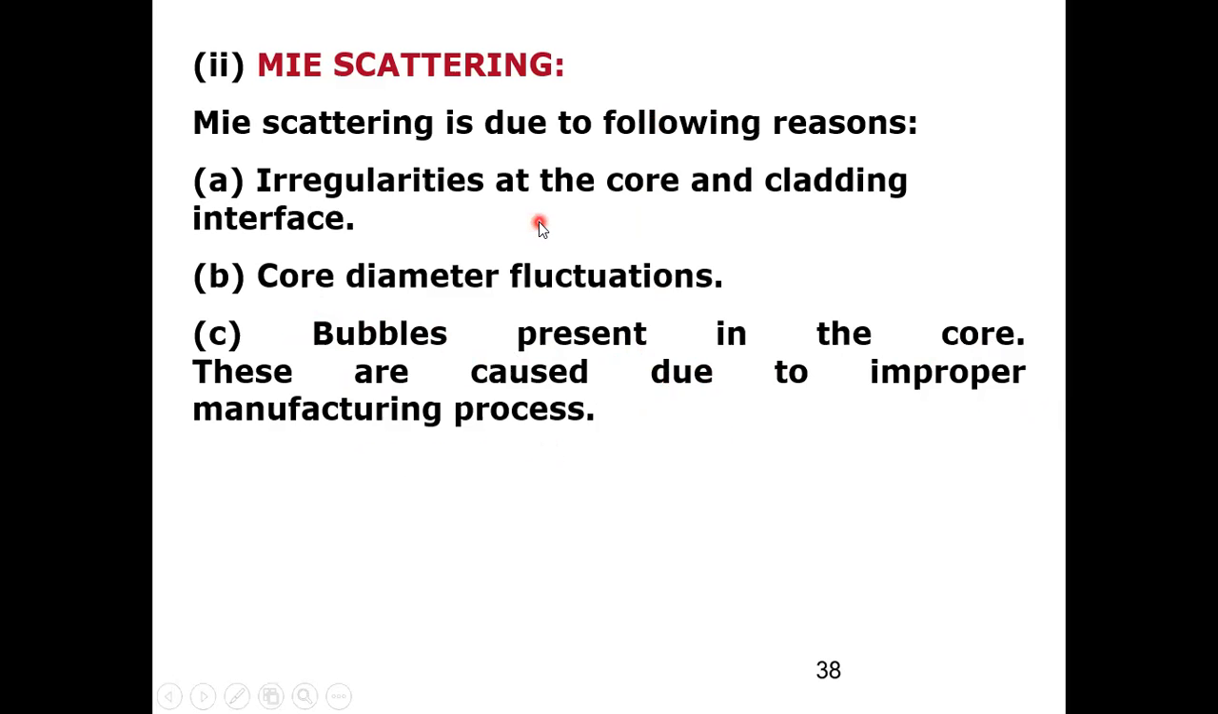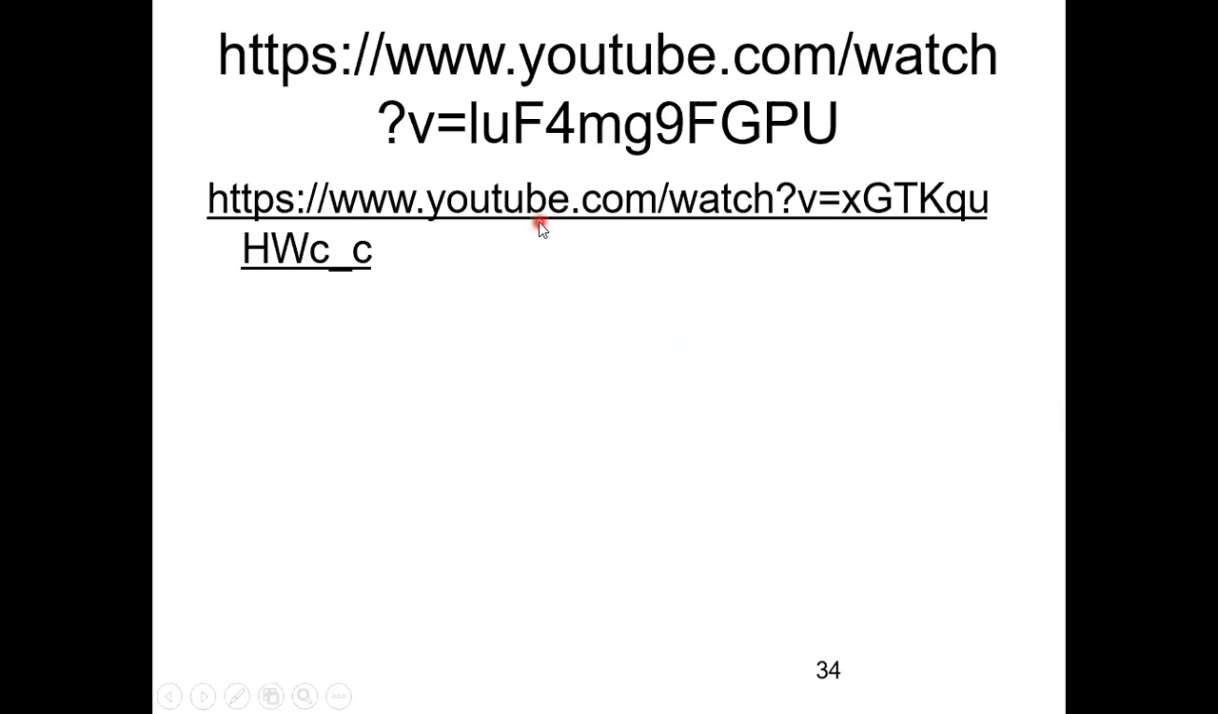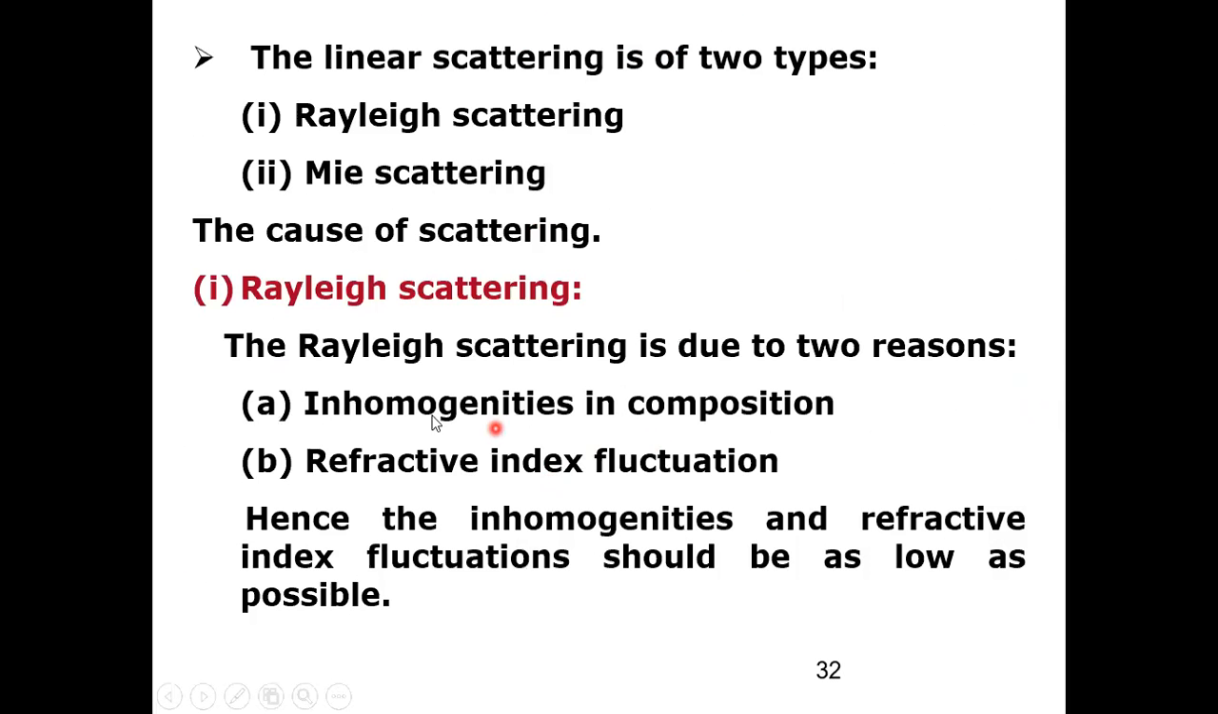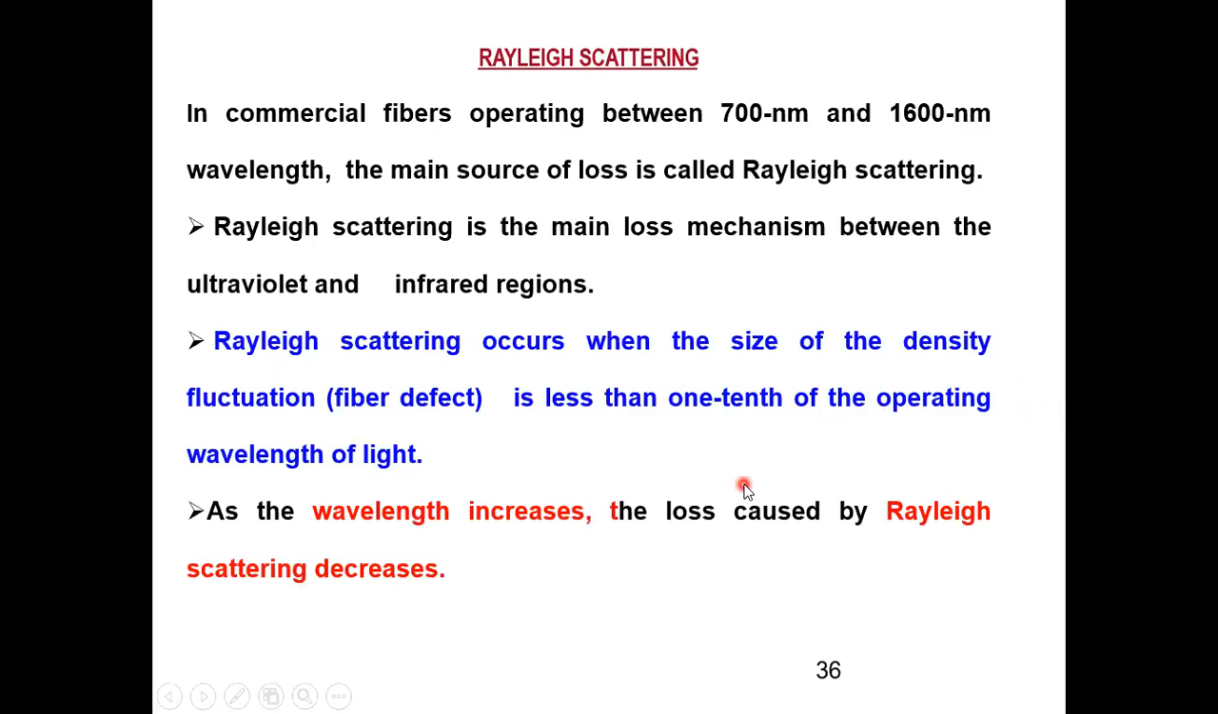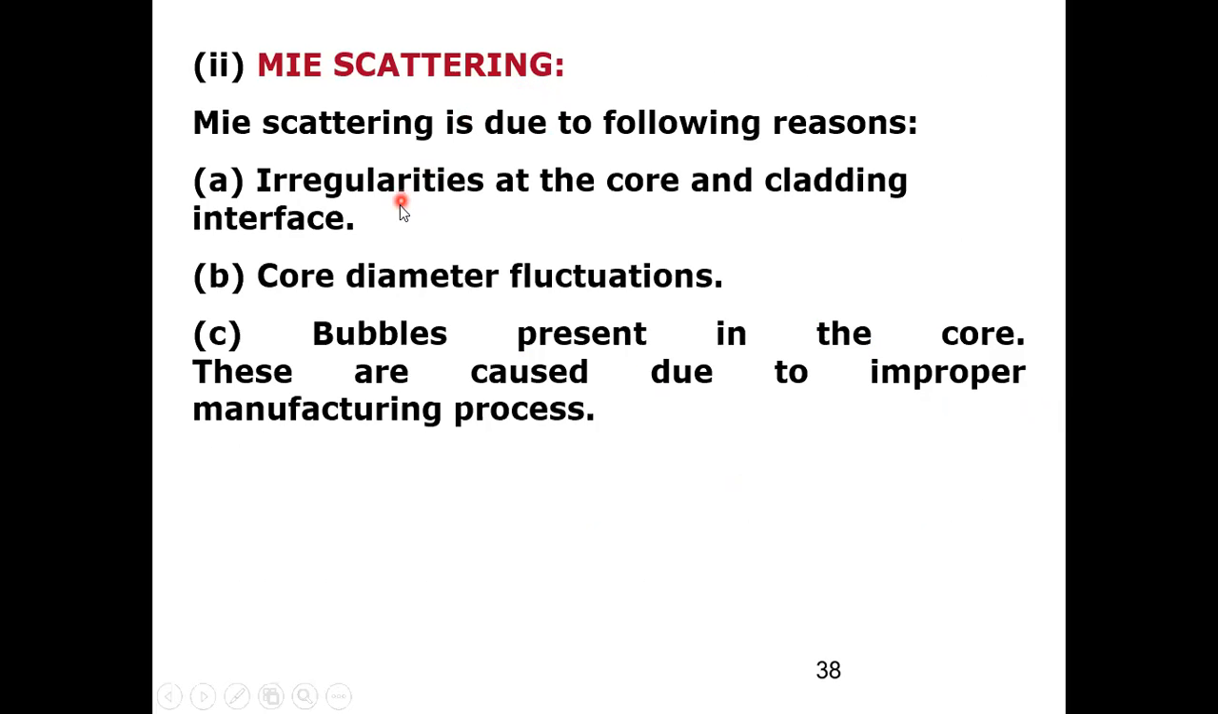I hope you remember what the causes of Rayleigh scattering were: inhomogeneities in composition and refractive index fluctuation. And when I talk about Mie scattering, the causes are irregularities at the core-cladding interface, core diameter fluctuation, and bubbles present in the core.